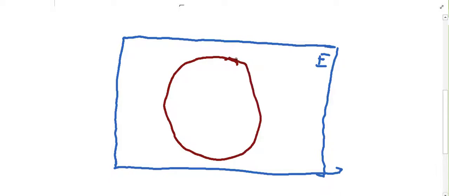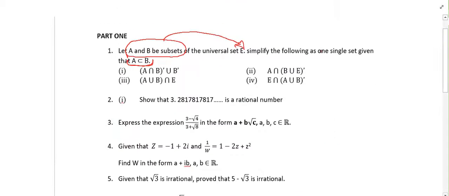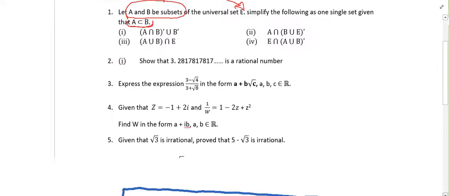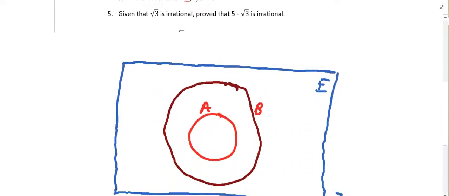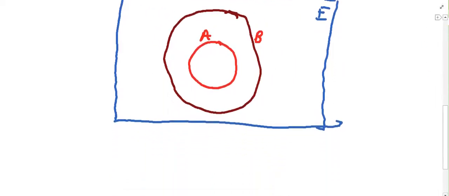Okay, so again, what we have been told is that A is a subset of what? Set B. So A will surely be inside of set what? Set B. So this is set A, this is set B. So having that in mind, we can easily work out the questions. The first one is A intersection B complement union B complement. Let me quickly go down and I'll show you the work.